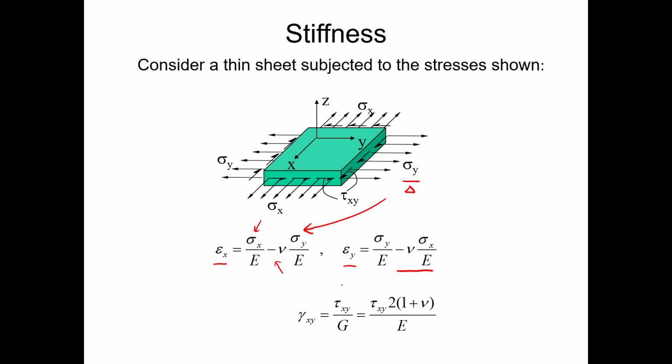And we don't have Poisson ratio effect in the shear direction. Therefore, we simply use the shear stress divided by shear modulus, which is given by these equations here.